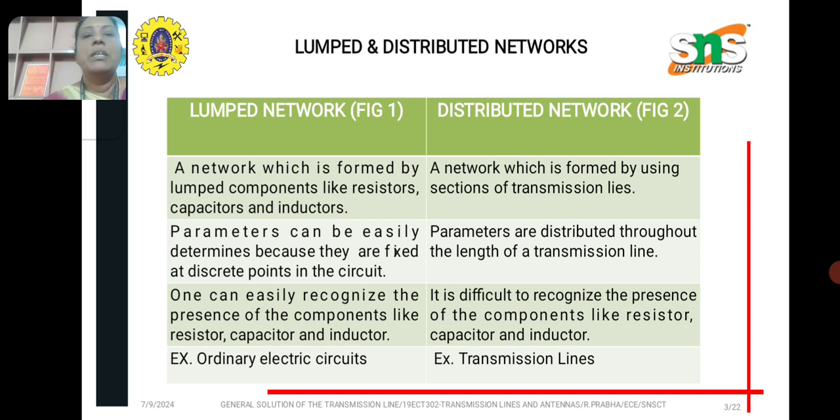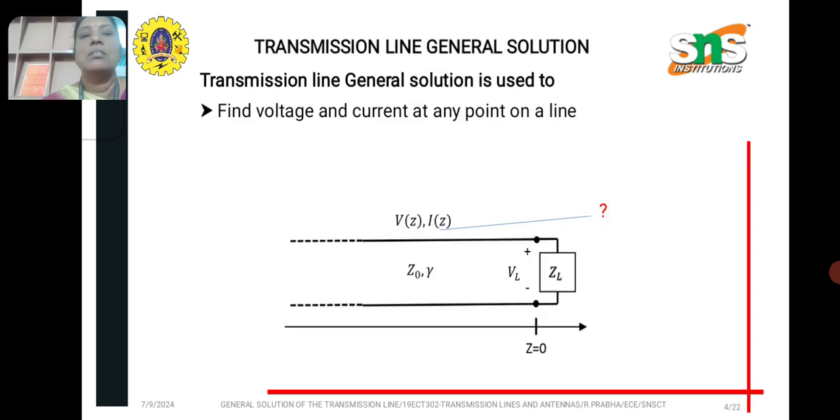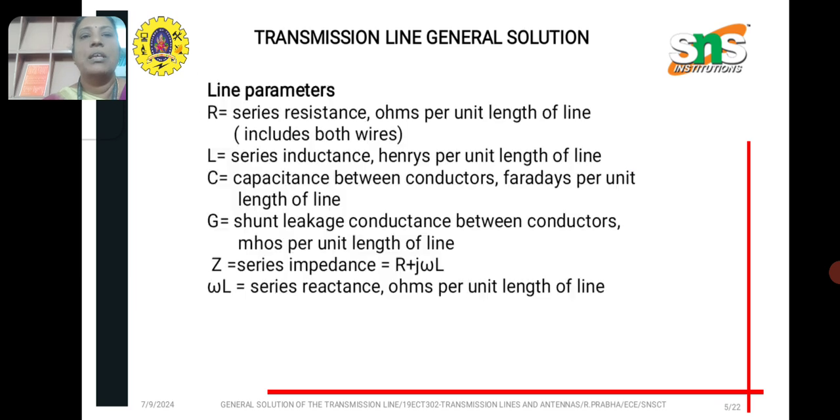In a lumped network, one can easily recognize the presence of components like resistor, capacitor and inductor. Examples are ordinary electric circuits. But in a distributed network, it is difficult to recognize the presence of components like resistors, inductors and capacitors. Example, transmission lines. So the general solution of a transmission line is very important to understand the behavior of a transmission line, and it is also used to find the voltage and current at any point on a transmission line.